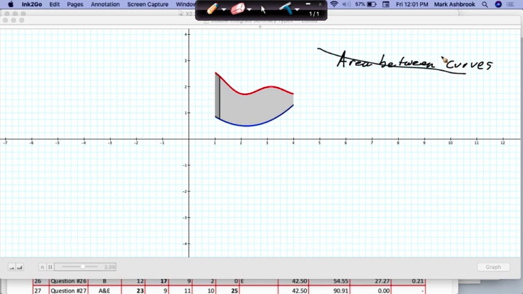No, it's nothing to do with area between curves. We have not talked about area between curves. If that's what you're saying, then you're not in touch with what we did last time. Try again. It's nothing to do with area between curves. In fact, it has nothing to do with area at all. Anything else?